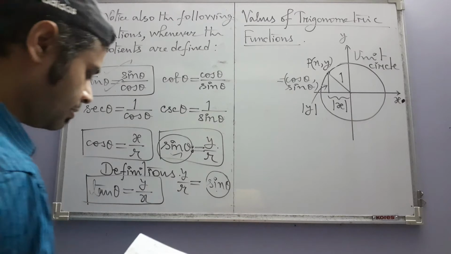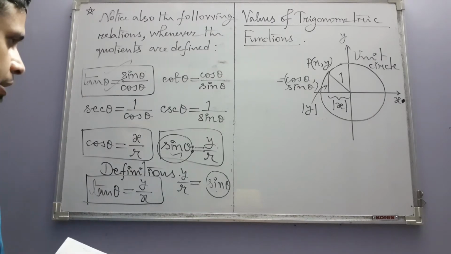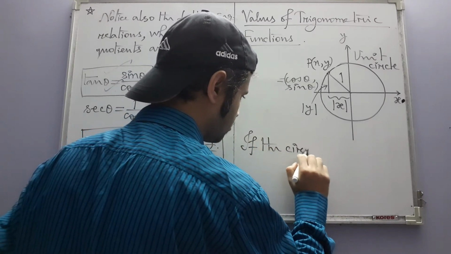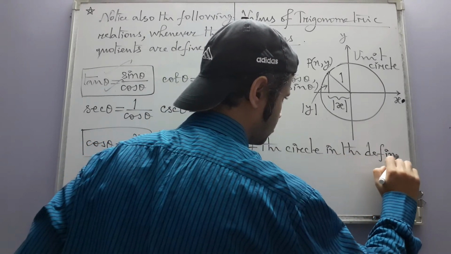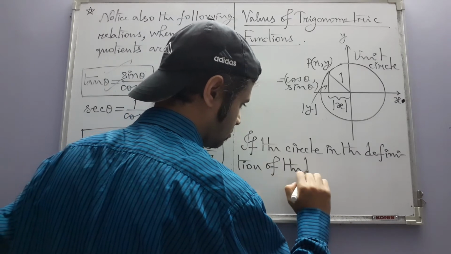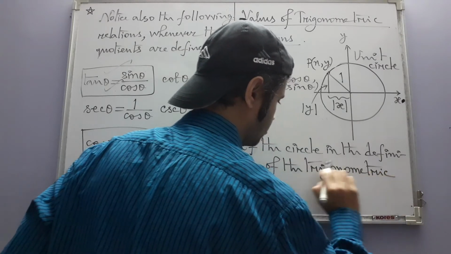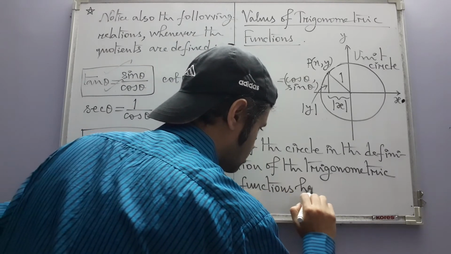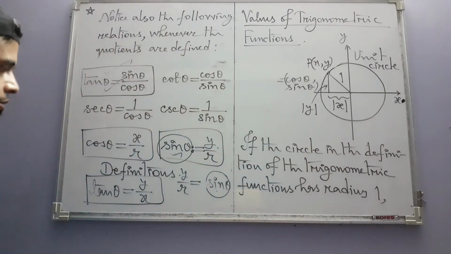Okay, so now what are we saying? If the circle in the definition of the trigonometric functions has radius 1, that is if we are considering a unit circle, in other words.